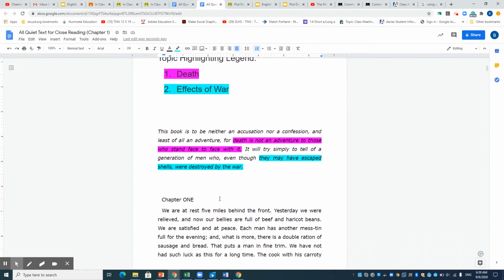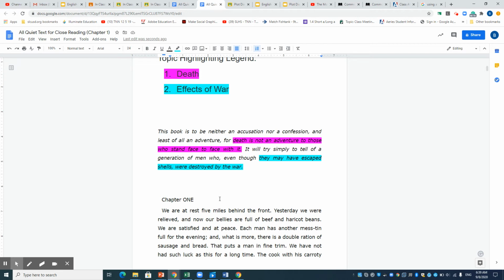So you see here in this very first quote, the one that we've been using to kind of understand what the author wants to do in this text, we've highlighted using these colors. So the first color is the purple color, and you notice that I highlighted "death is not an adventure to those who stand face to face with it." Well, this seems almost like a direct statement that will help you to identify what the author thinks about death because he's giving us his synopsis or his reason for writing the story here.